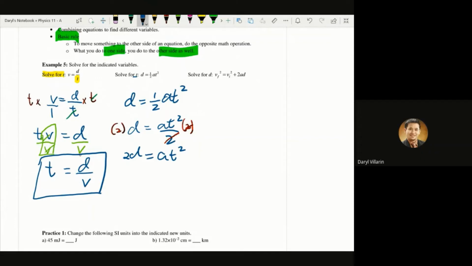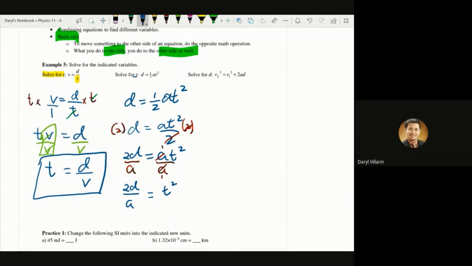However, I still have a on the side of my t. Again, the general rule is that I need to separate that one. So to get rid of a here, I will divide by a, because a over a gives me just 1. Canceling doesn't mean that it is equal to 0, but the answer is 1, because any value divided by the same value will give you 1, not 0, okay? And this is over a because, as mentioned earlier, whatever you do on one side, do it on the other side also. So this gives you 2d over a is equal to t squared.